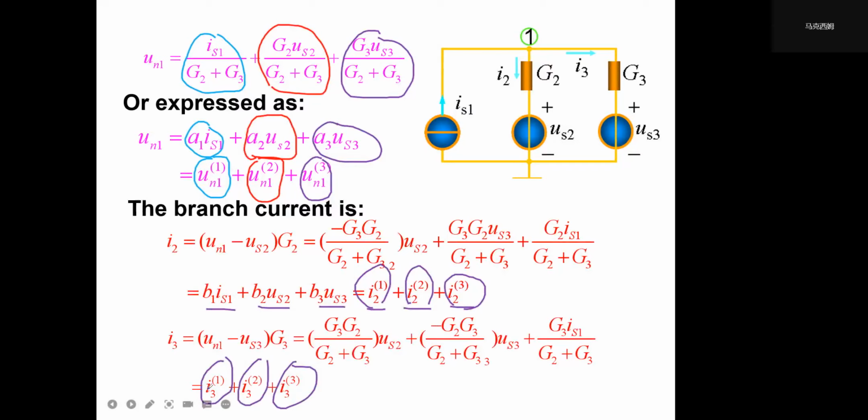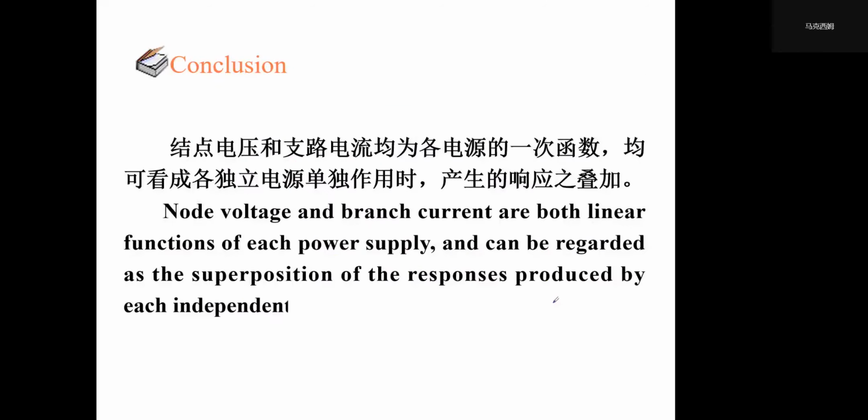So we could do that. We know that the node voltage and the branch current are both linear functions of each source, so they could be regarded as the superposition of the responses of each independent power supply acting alone.